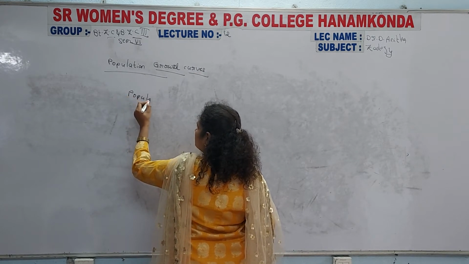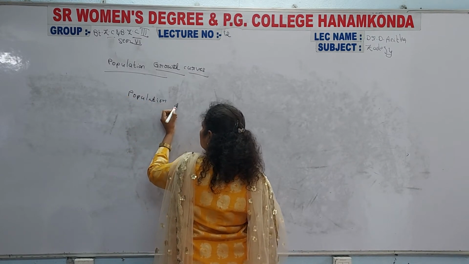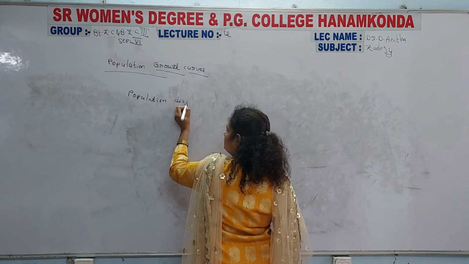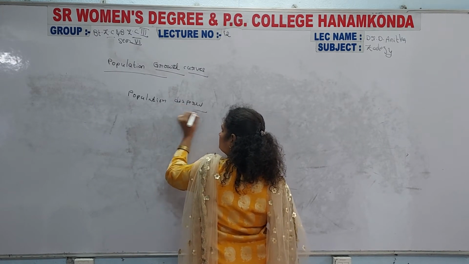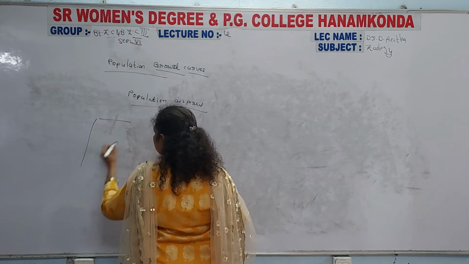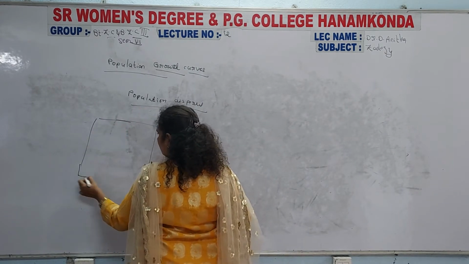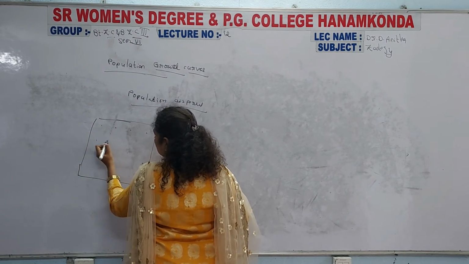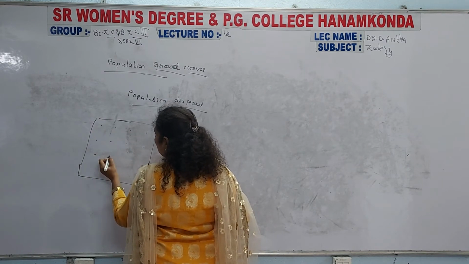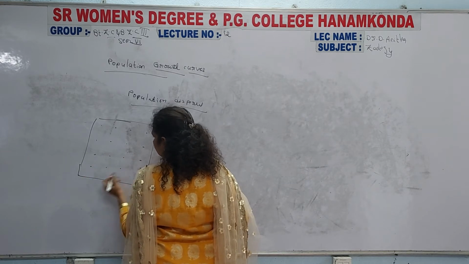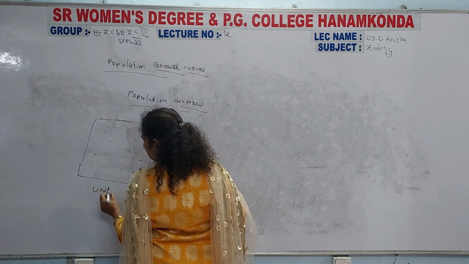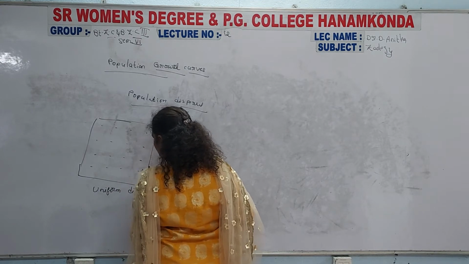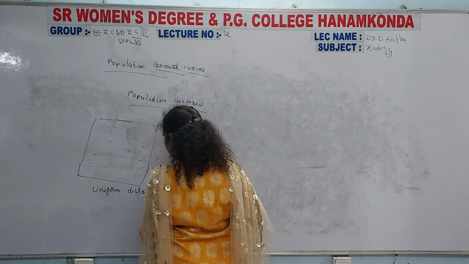The population dispersal. See this. Per acre of land, it is the uniform distribution of population. It is the uniform distribution of population.